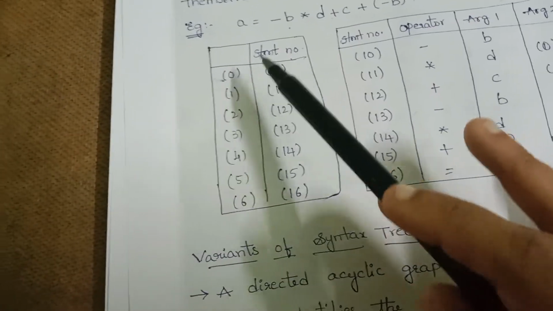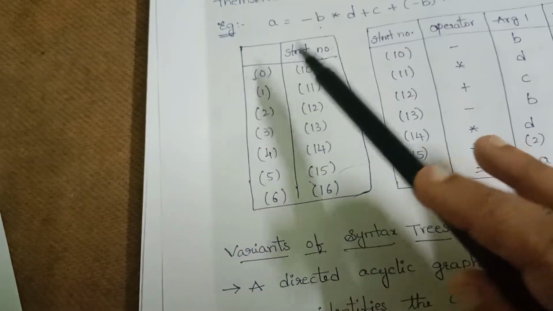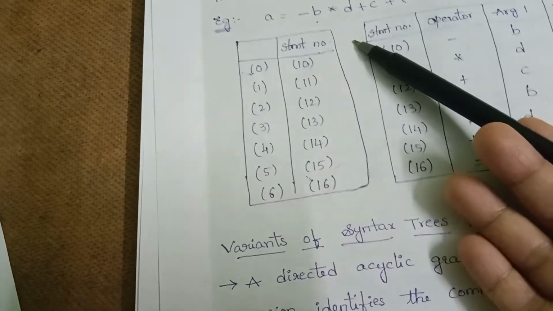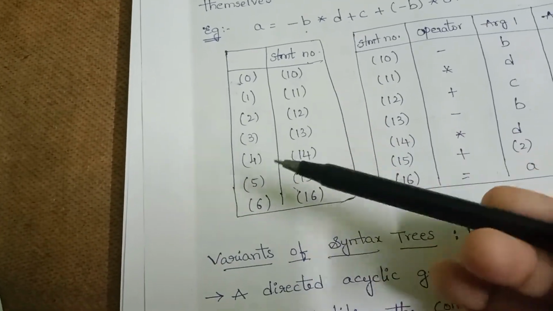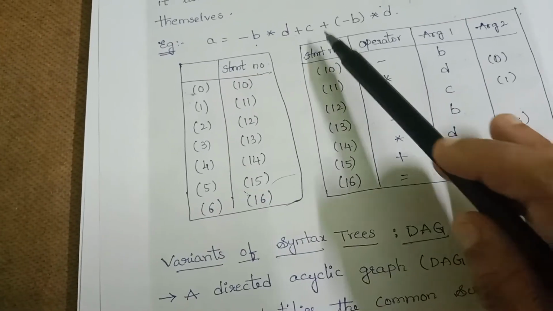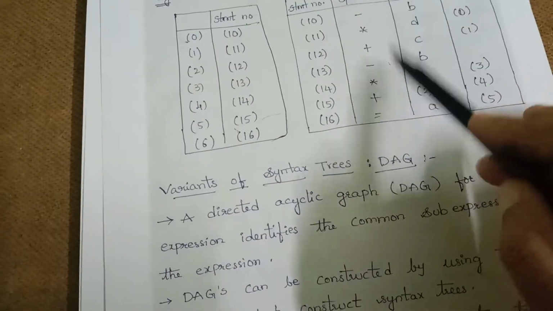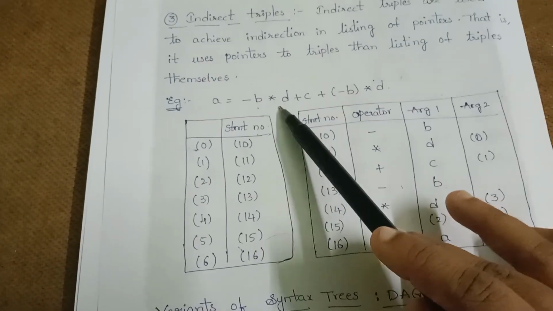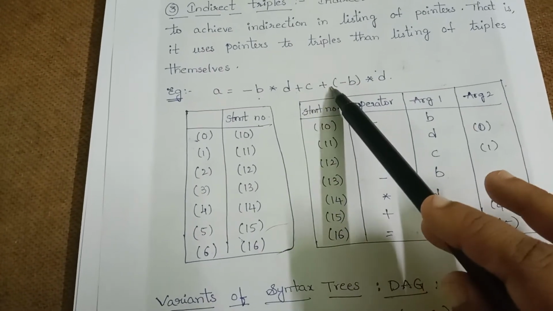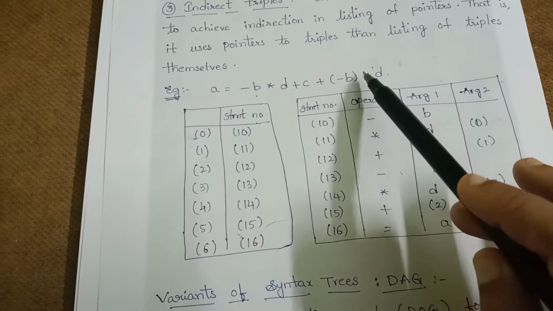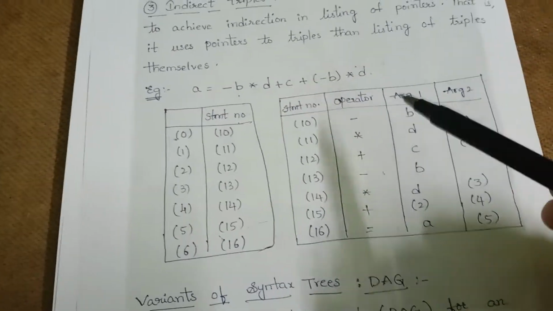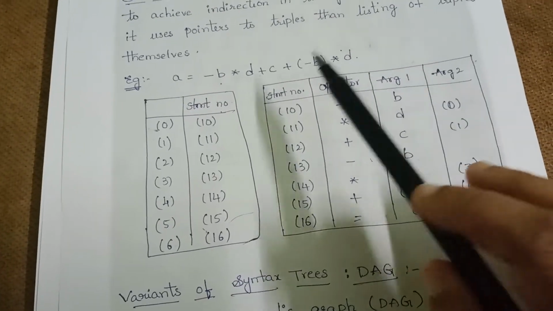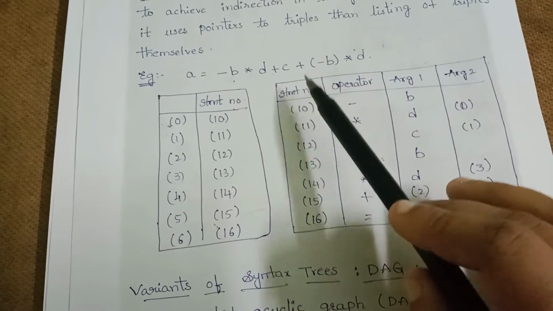So first this table we need to draw, like whatever the serial numbers we have taken, for that we are assigning some different values. So symbol tables will do this. And so next, now we need to construct the table for this indirect triples. So the expression taken here is A is equal to minus B star D plus C plus of minus B star D. So here it consists of operator, argument 1, argument 2 and the statement number or serial number.